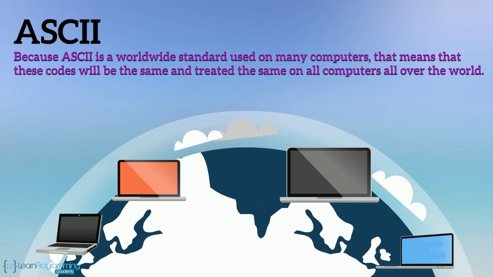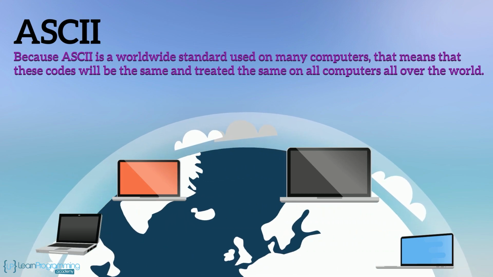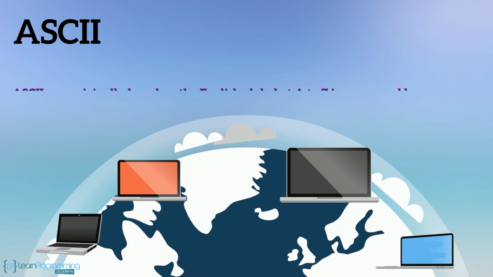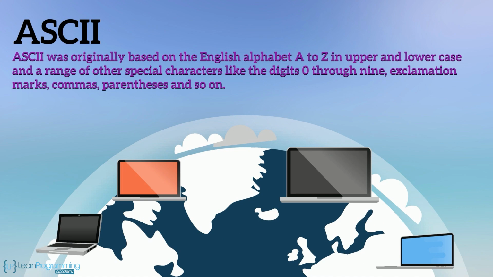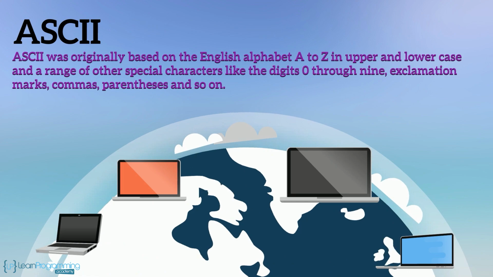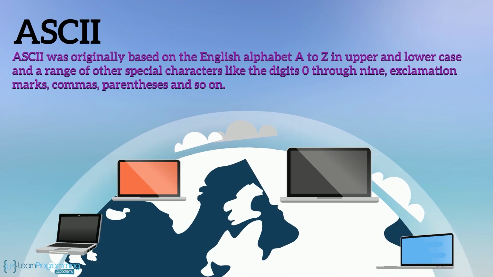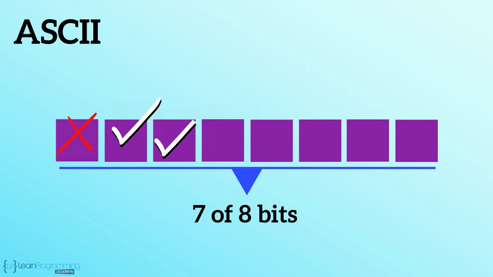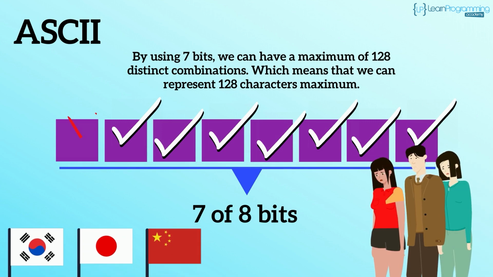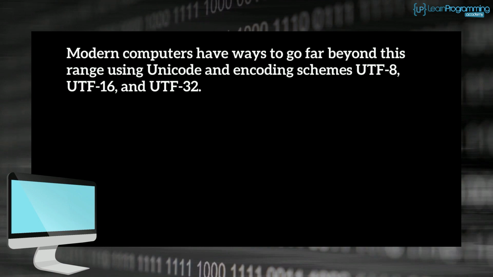Because ASCII is a worldwide standard used on many computers, that means that these codes will be the same and treated the same on all computers all over the world. ASCII was originally based on the English alphabet, A to Z in upper and lower case, and a range of other special characters like the digits 0 through 9, exclamation marks, commas, parentheses, and so on. ASCII uses only 7 of the available 8 bits to represent a character. By using 7 bits, we can have a maximum of 128 distinct combinations, which means that we can represent 128 characters maximum.